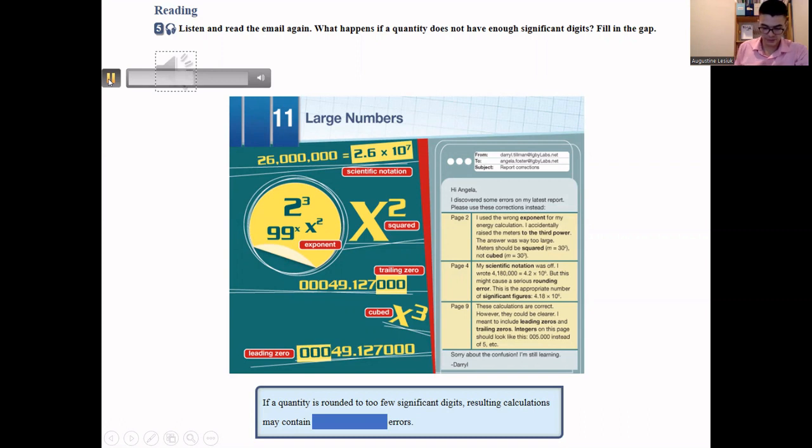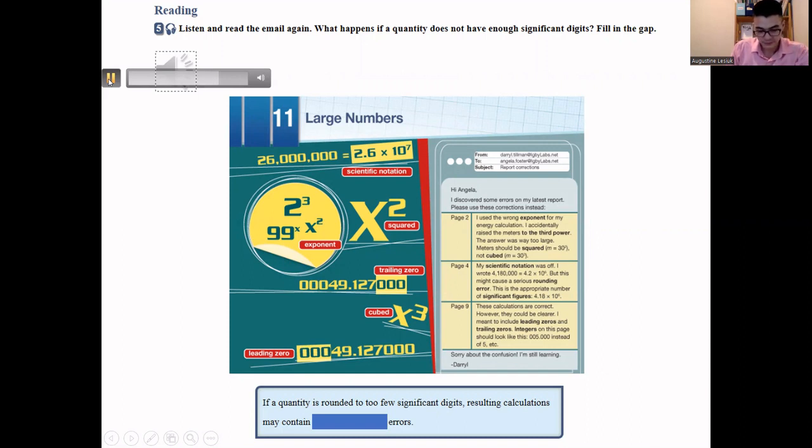Page 4. My scientific notation was off. I wrote 4,180,000 equals 4.2 times 10 to the 6. But this might cause a serious rounding error. This is the appropriate number of significant figures. 4.18 times 10 to the 6th.